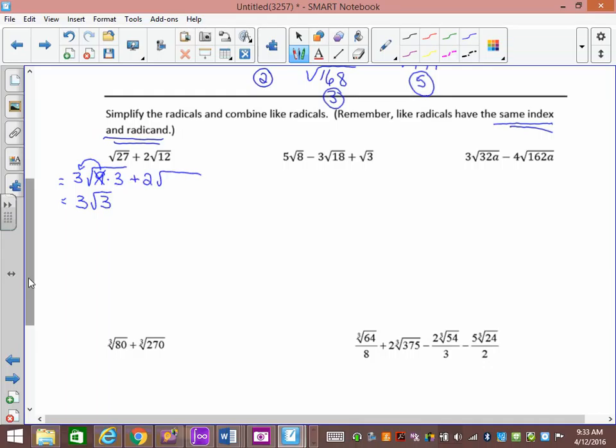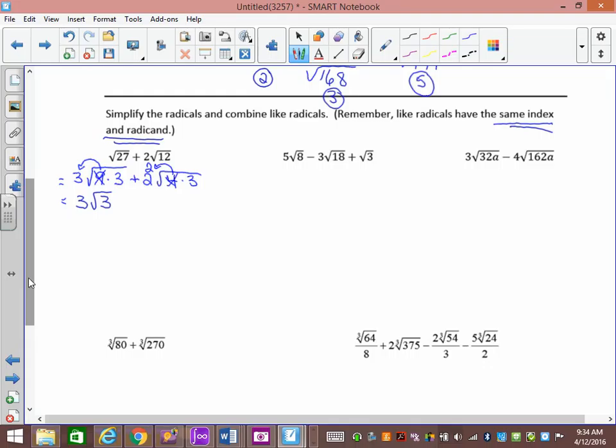Well, I have to break 12 into a perfect square. So I go 12 divided by 4, 12 divided by 9, 12 divided by 6. I'm too far, right? Like you can't divide by a bigger number than it is. So 12 breaks down into 4 and 3. So I write the 4 first because it's my perfect square. I take the 4 out and it becomes a 2.